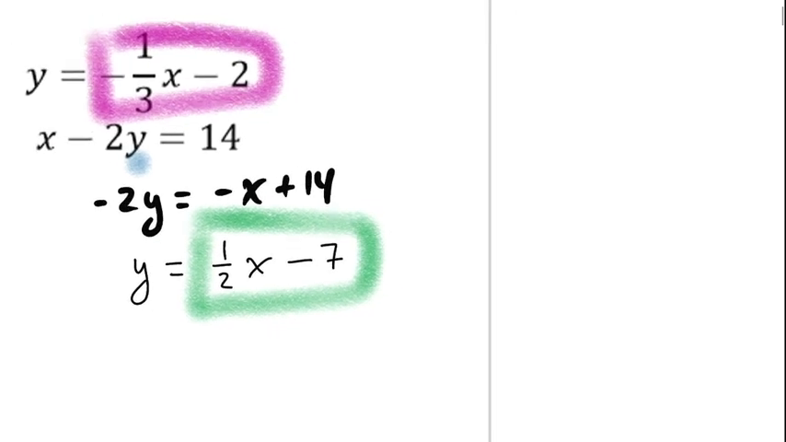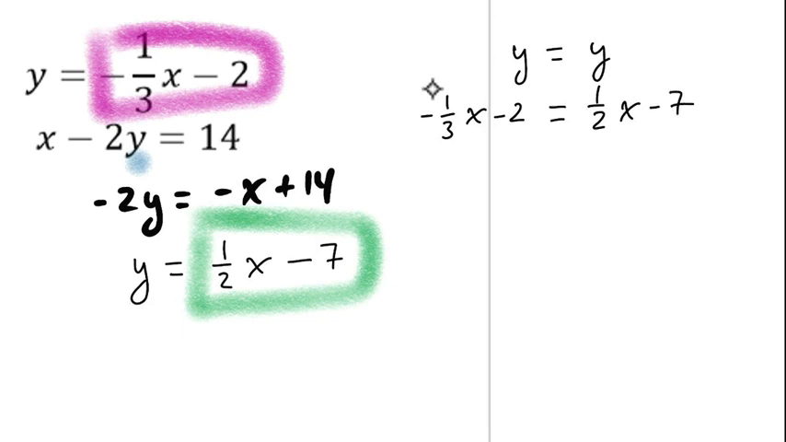So I'm just going to go ahead and say, hey, since it's the case that y will equal y, I could take this top form of y, which is negative 1/3 x minus 2, and that's going to equal the other form of y, which is 1/2 x minus 7. I'm going to multiply both sides of this by 6. If I hit every single term with a factor of 6, it'll eliminate all the fractions.